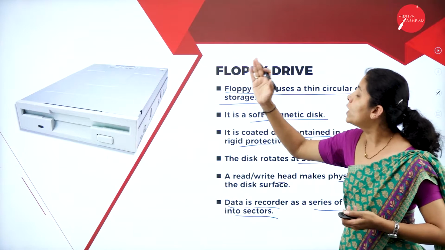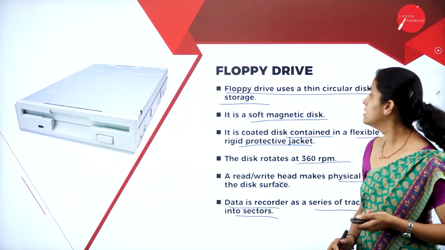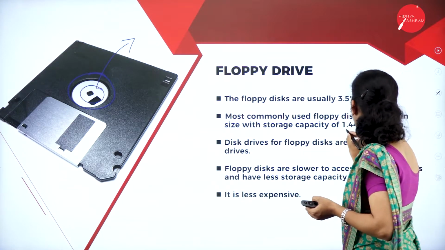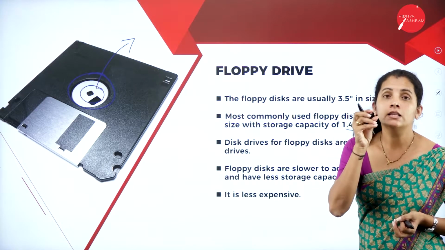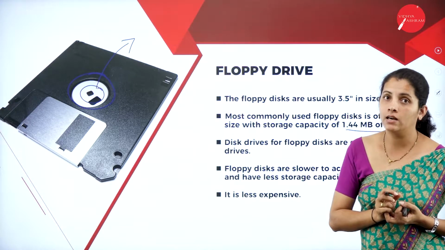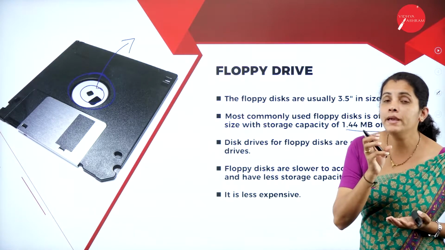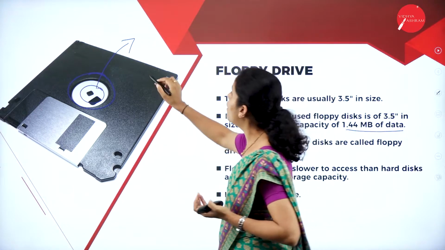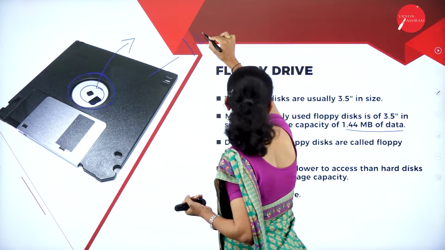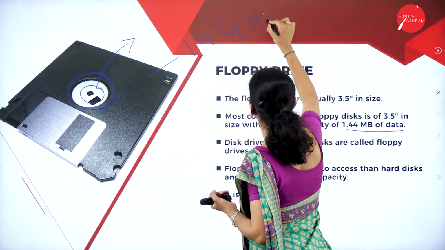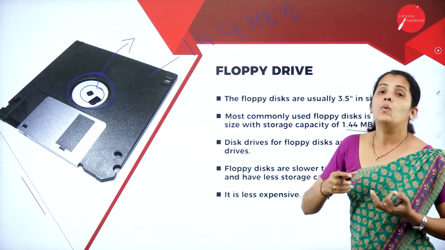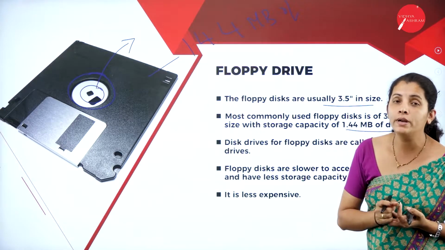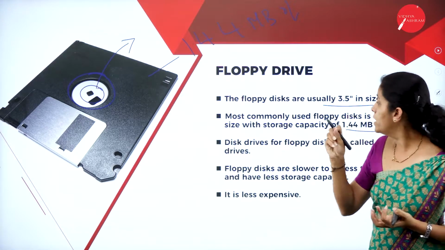Now tell me, what is the size of the floppy disk? The floppy disk is capable of storing 1.4 MB. What is MB? Here MB is nothing but megabytes of data. Then what is the capacity of the floppy disk? That is 1.44 megabytes of data. Then what is the size of the floppy disk? Here the size of the floppy disk is 3.5 inches.